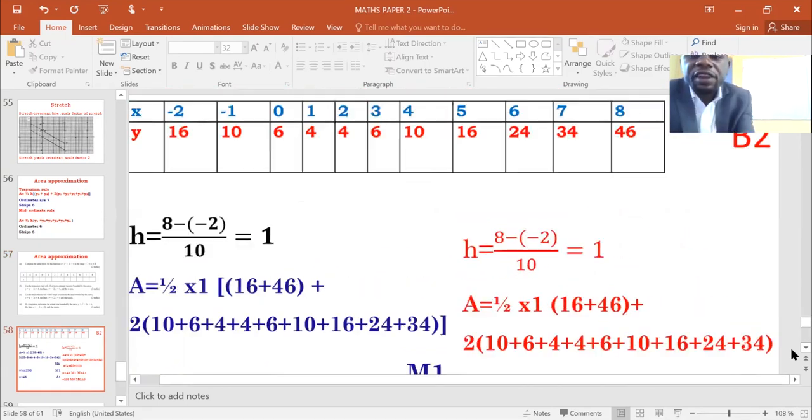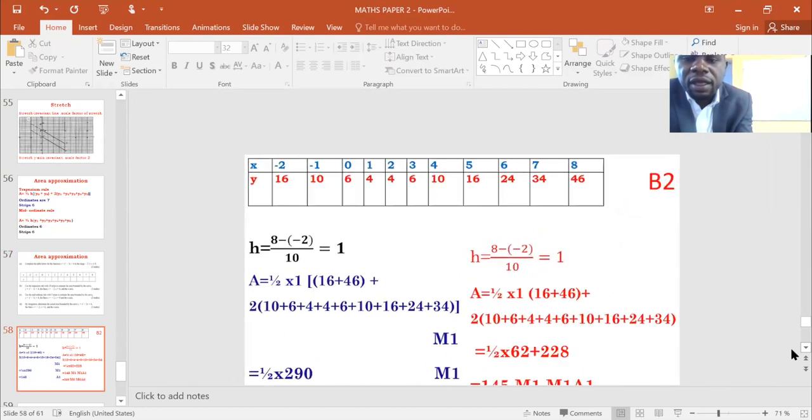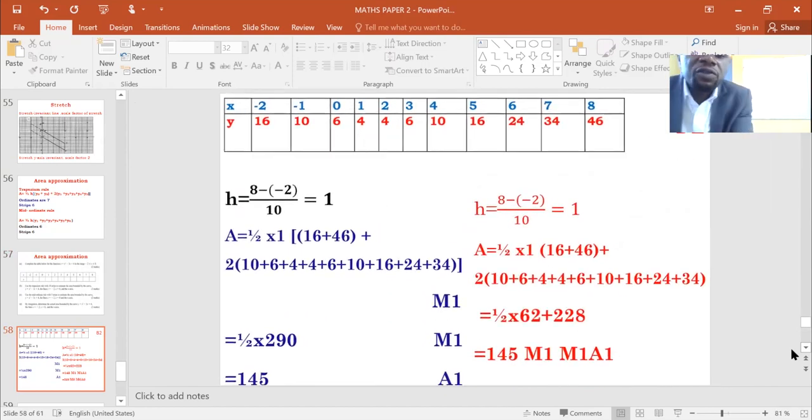You'll score 2 marks for filling that table. That should be 3 marks for every student. Then to find the width or the height of each strip, we take 8 minus -2 divided by 10, the number of strips that we're told. We get a height of 1. I've done 2 workings.